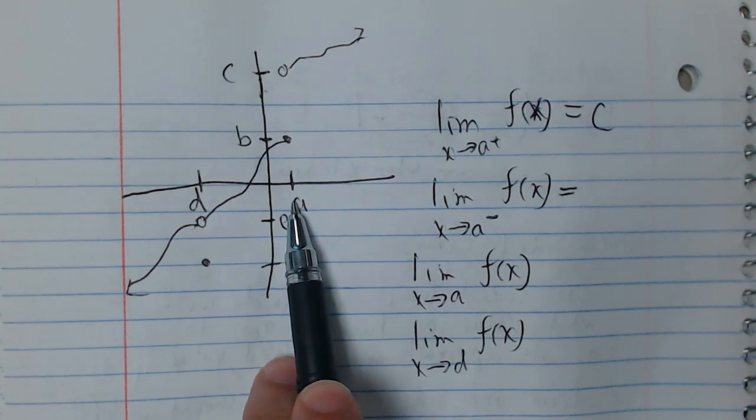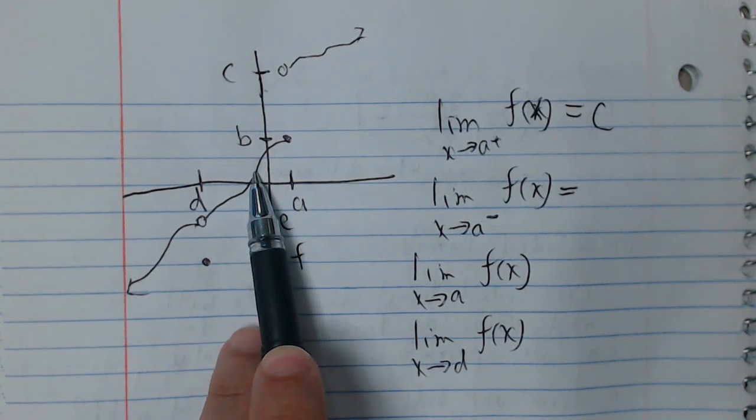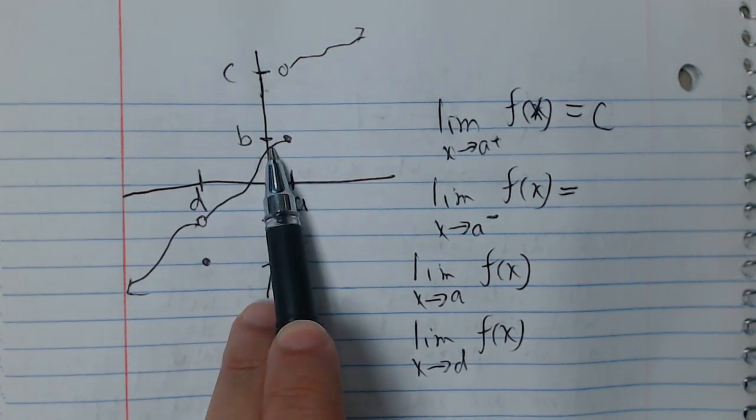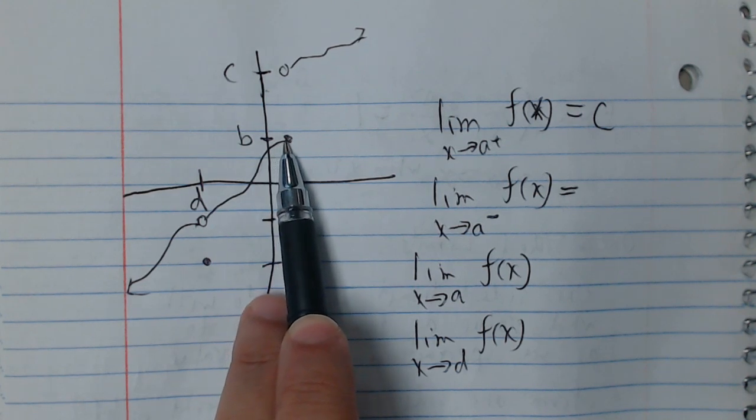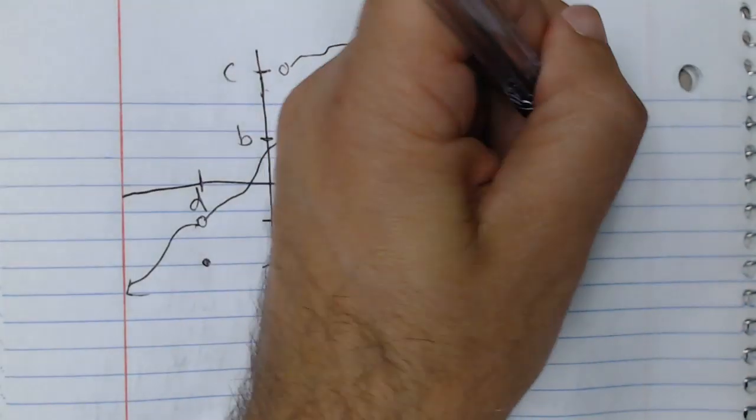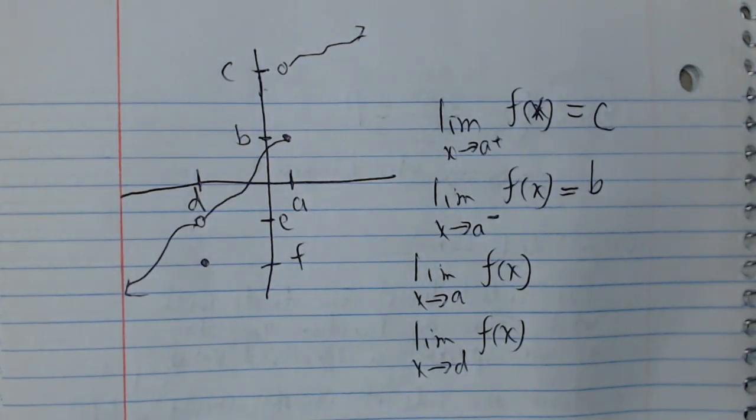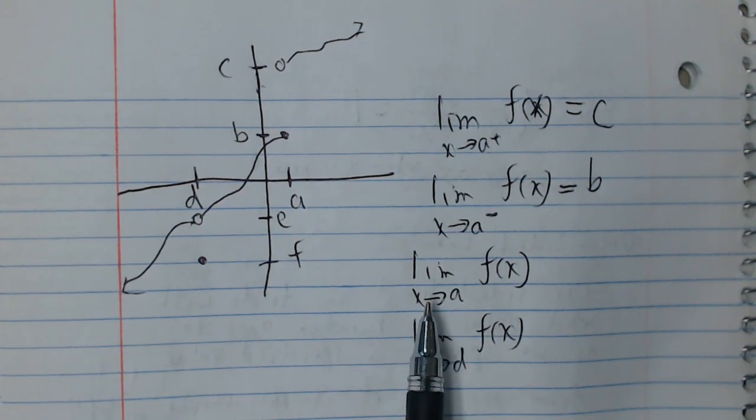Now, what happens to my function if I approach a from the left side? Here's a. If I go to the left of a and I start getting closer and closer to a from the left side, what do you notice? Your y value gets closer and closer to b.